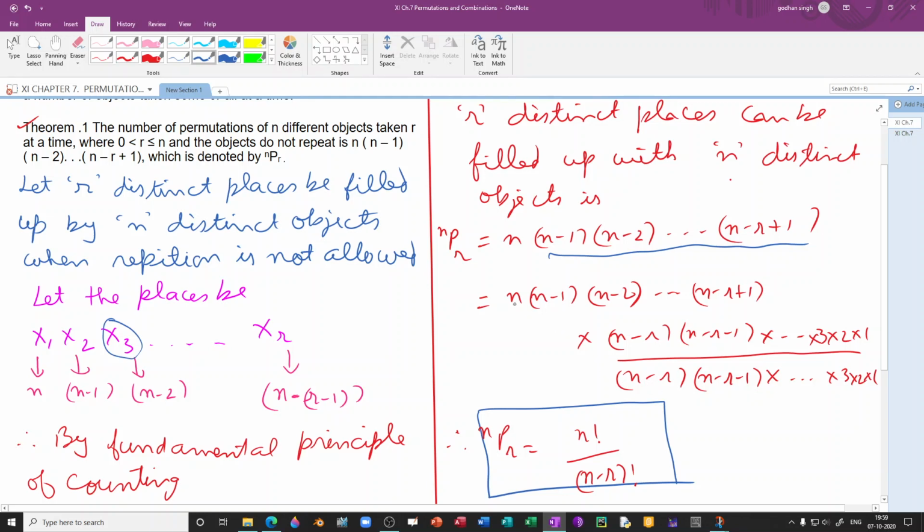Now we can see that here nPr, if you see the numerator of this formula, we are getting the product of all the natural numbers starting from n till 1, so that can be written as n factorial. And you see the denominator, it is the product of all natural numbers starting from n minus r and ending at 1, so that is n minus r whole factorial. Therefore, what is nPr? That is the arrangement of n distinct objects at r distinct places when repetition is not allowed, that is n factorial over n minus r whole factorial.